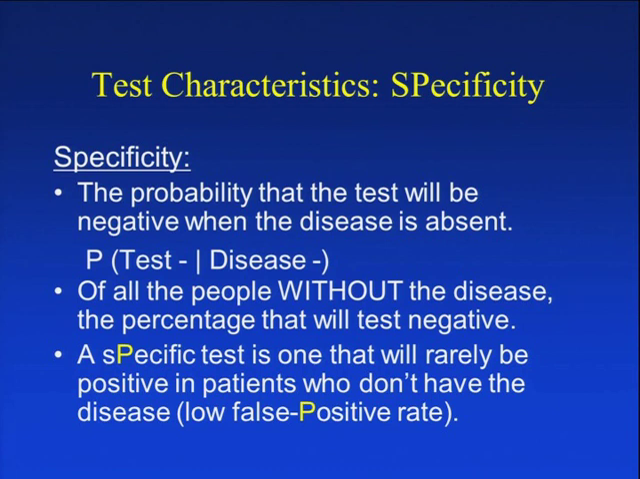Conceptually, basically it's stating that a very specific test is one that will rarely be positive in patients who don't have the disease. In other words, you'll have a very low false positive rate if you have a highly specific test. False positives are those that are falsely labeled as having the disease when they really don't have it. And if that number is low, you will have a high specificity.